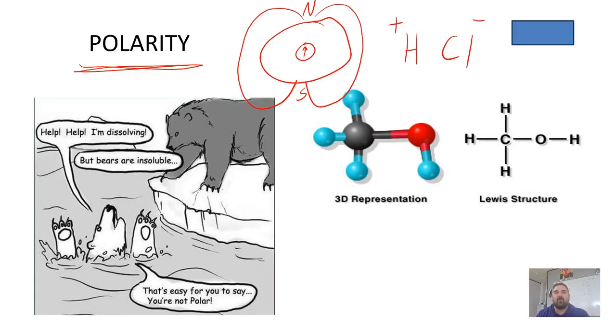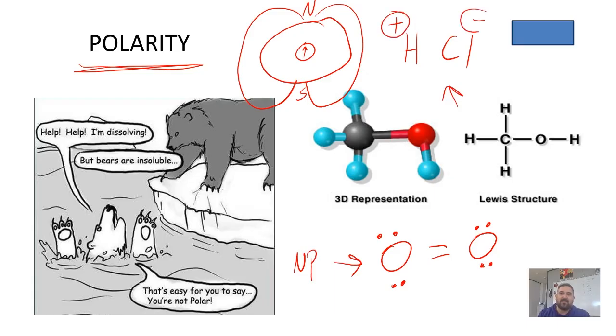Things that don't have polarity are going to be things like O2. O2 is a very simple example. Both of these oxygens have the exact same pull on their electrons, which means there's not a side that's more negative or positive than the other side. So in this scenario, this is going to be nonpolar. Here is nonpolar. Over here we have something that's polar because we have a positive side and a negative side.